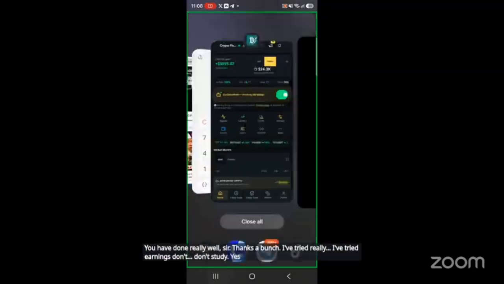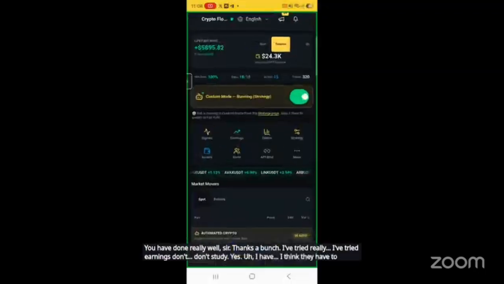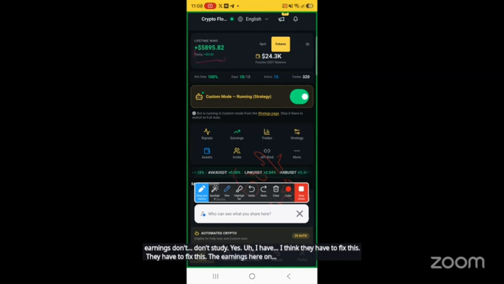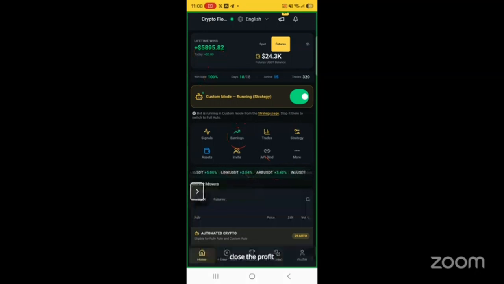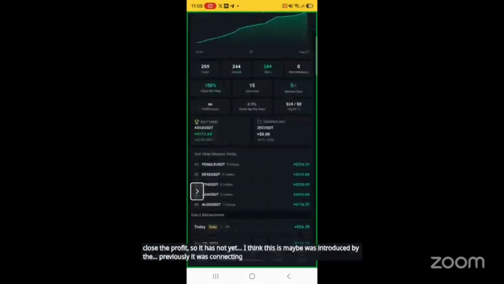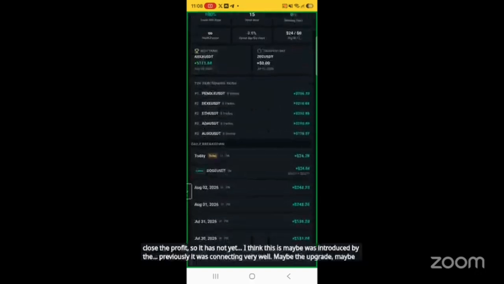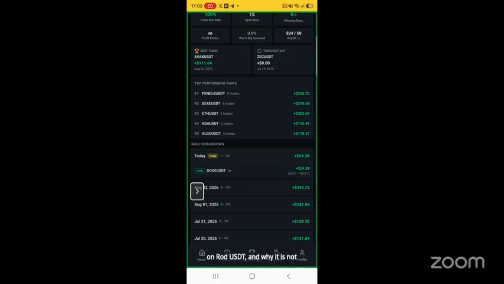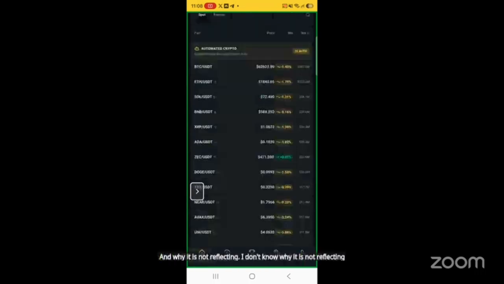Yes, I think they have to fix this. The earnings here on today, for example, if you see today, it shows 0, but when you go to earnings, it closed a profit. I think this was maybe introduced by the upgrade. It was connecting very well before. You can see today it closed a profit of $24 so far on USDT. I don't know why it is not reflecting on the home screen.